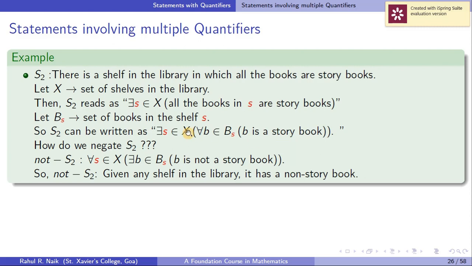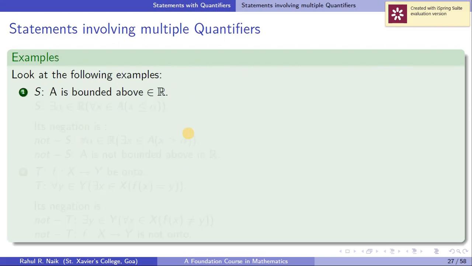Now in both of these examples, the alternating quantifiers that we have used are there exists and for all, and there exists. You may have both quantifiers at the same time also. So let us take some more examples. The examples we are discussing now may be taken from real analysis. Those who have not learned the course real analysis may skip this example.